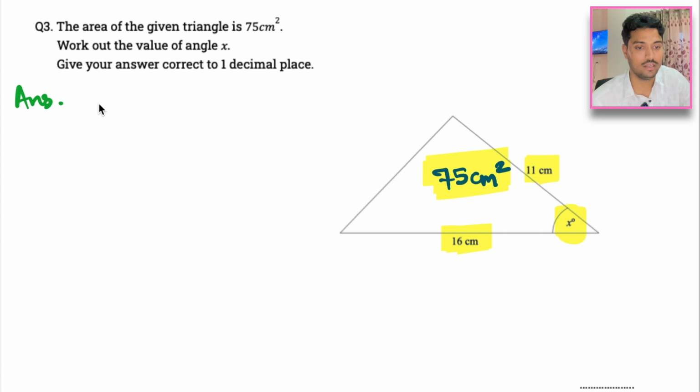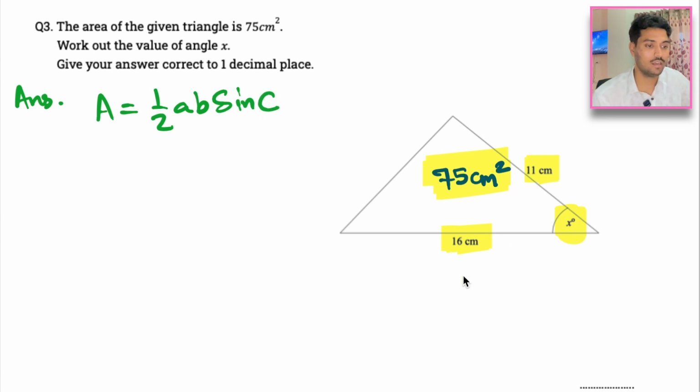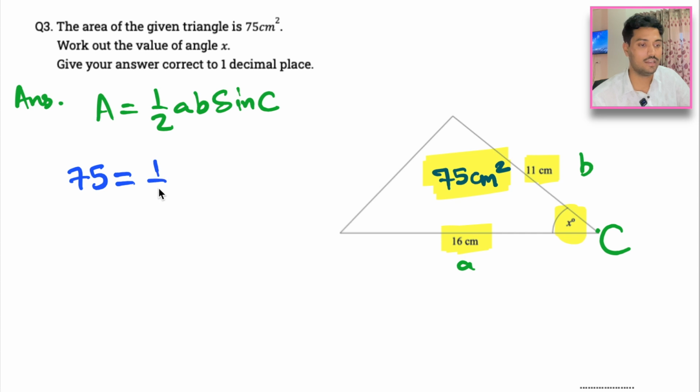So we know that area equals half AB sine C. The two lengths, let's say A and B, are given to us. The angle x at point C, or the vertex C, is given to us, and the area is known to us. So if we substitute the values here, area is 75 centimeter square, which equals half into A, that is 16, multiplied by B, that is 11, multiplied by sine C, which is angle x.